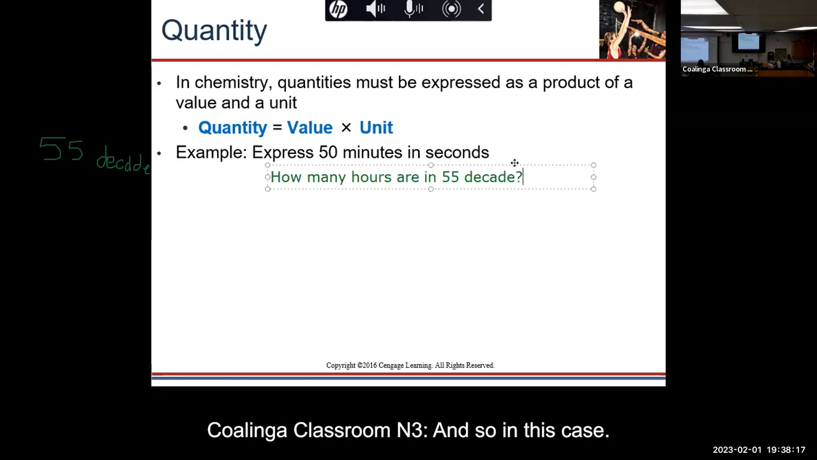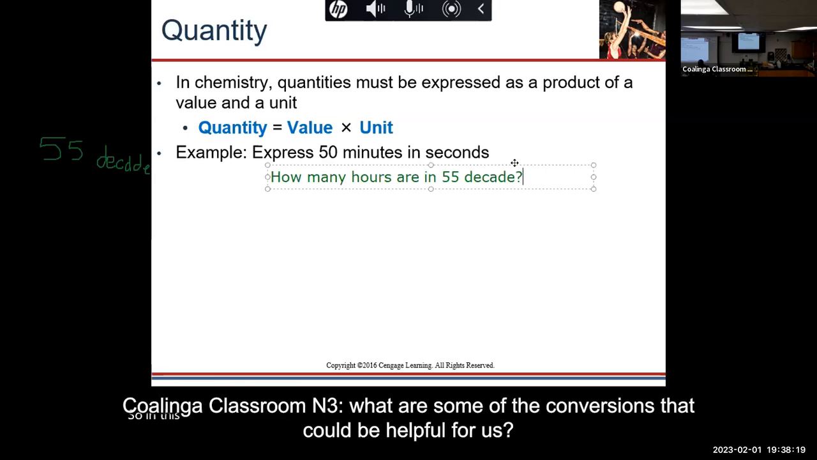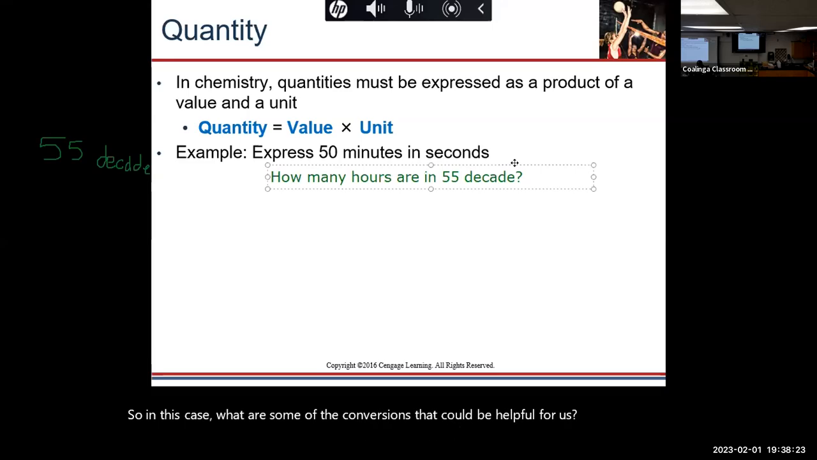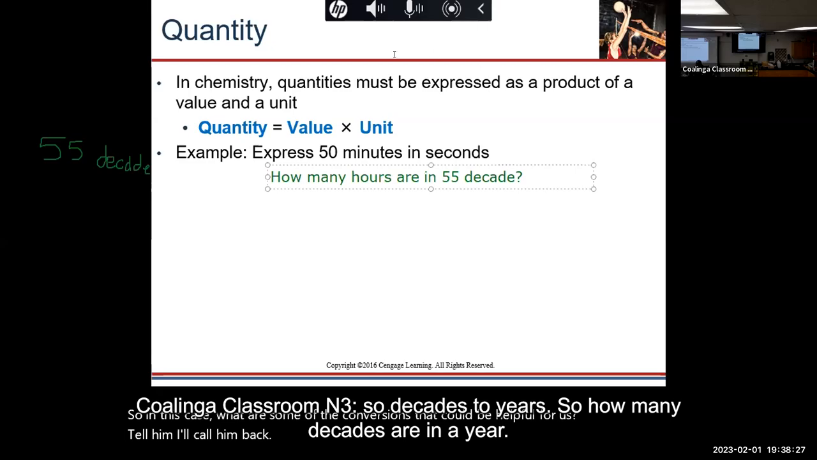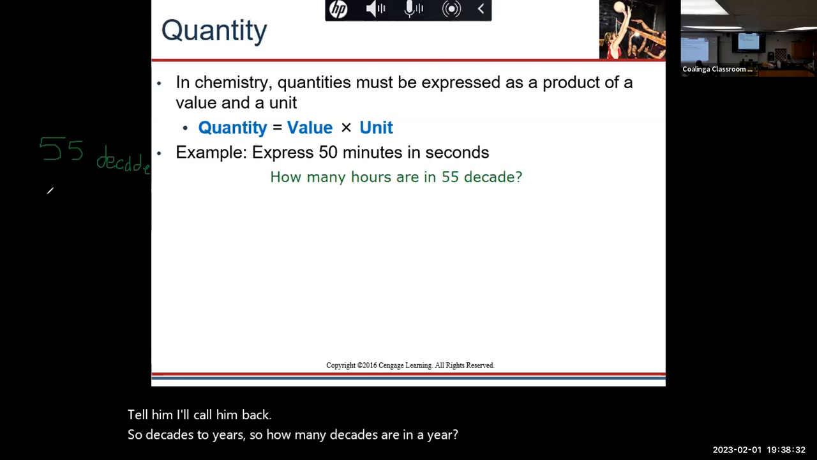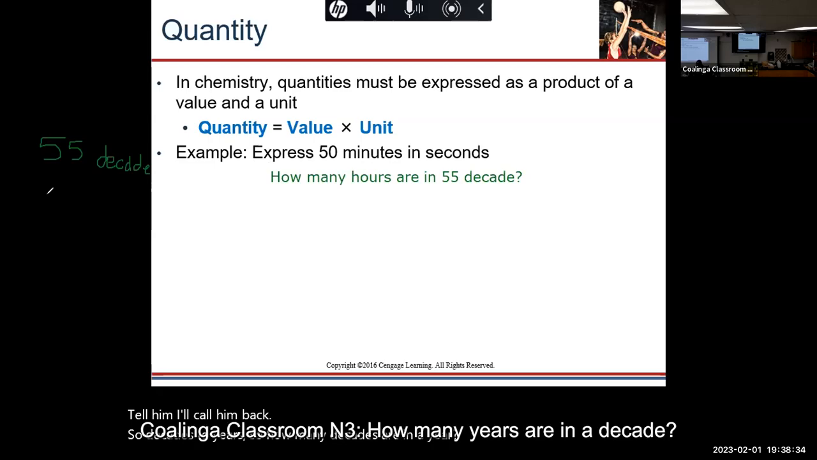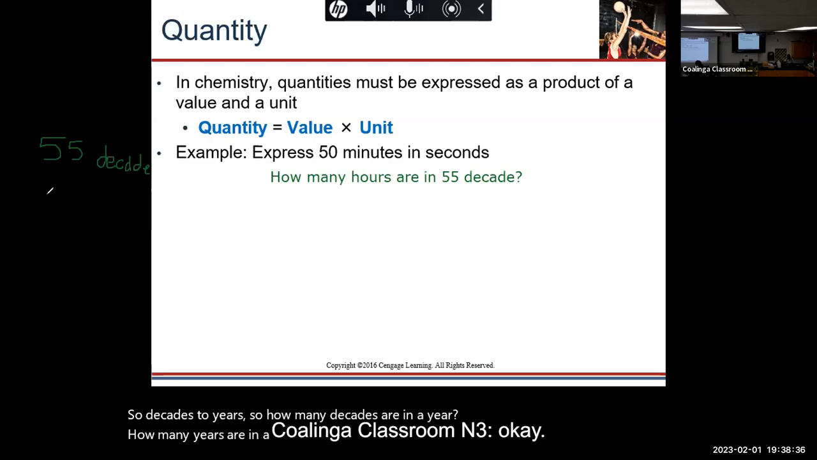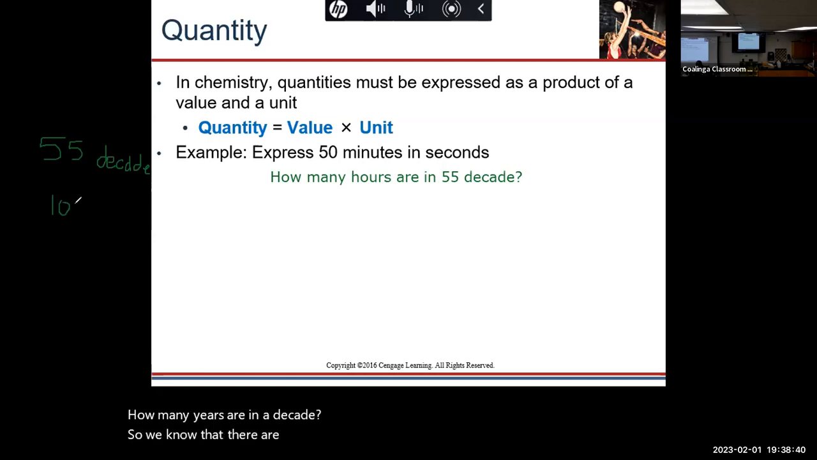Okay, so in this case, what are some of the conversions that could be helpful for us? Decades to years. So how many decades are in a year? How many years are in a decade? Okay, so we know that there are 10 years going to equal one decade.